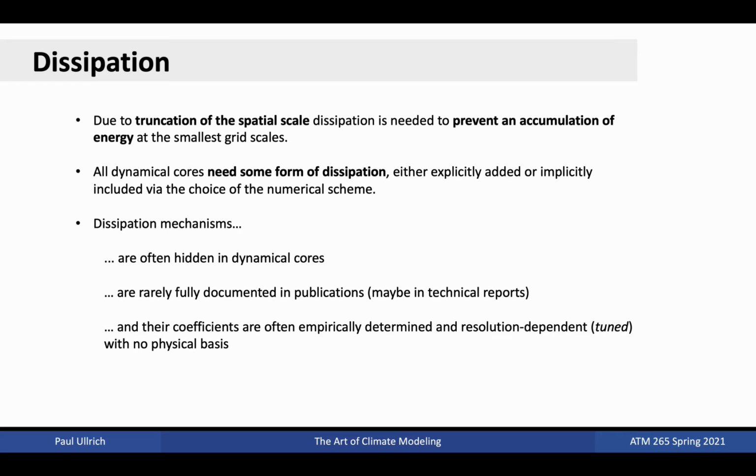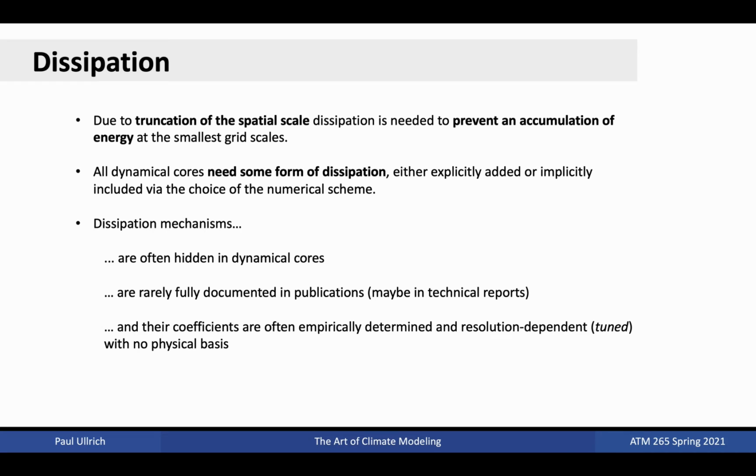But there is no one solution to apply targeted dissipation, and because the methods adopted are often ad hoc and without strong theoretical grounding, it is often glossed over in documenting individual dynamical cores. The implementation employed in each dynamical core is further rarely fully documented in publications, although it sometimes appears in technical reports.